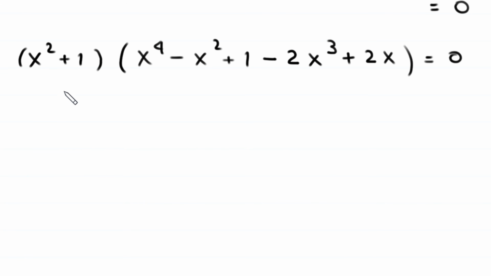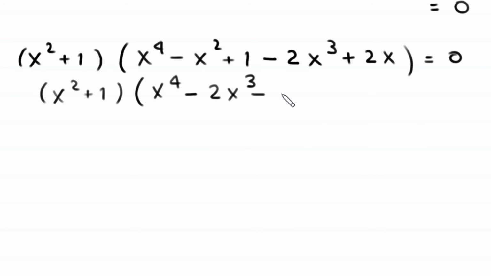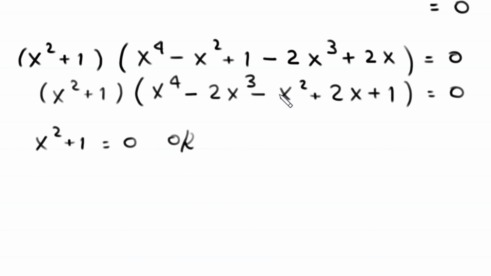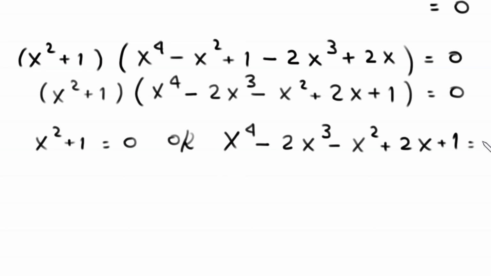Rearrange these terms, this will become (x squared plus 1) times (x to the power 4 minus 2x cubed minus x squared plus 2x plus 1) equal to 0. Either the expression x squared plus 1 is equal to 0, or the expression x to the power 4 minus 2x cubed minus x squared plus 2x plus 1 is equal to 0.